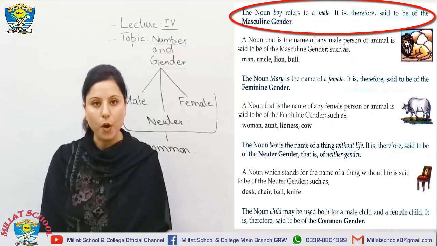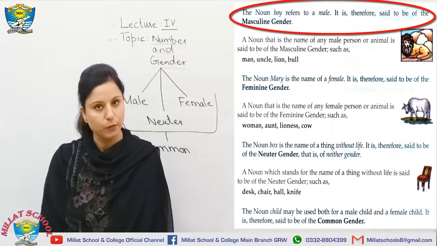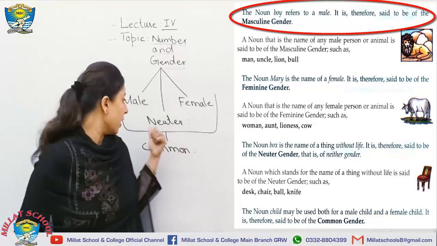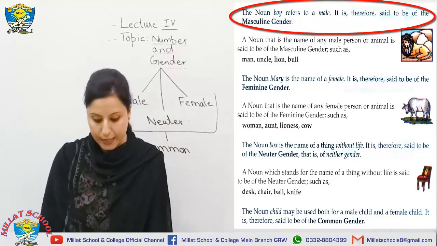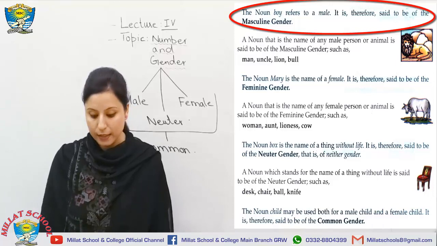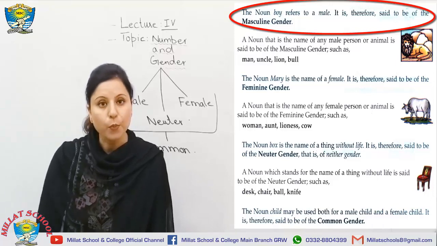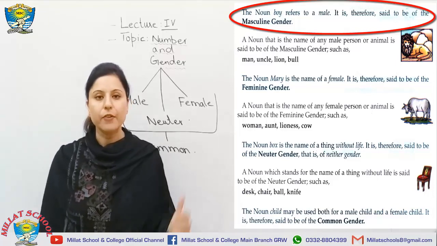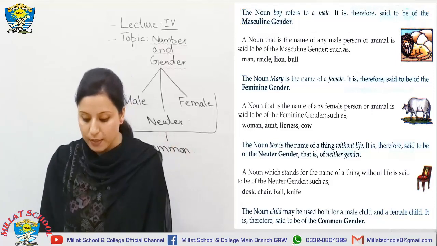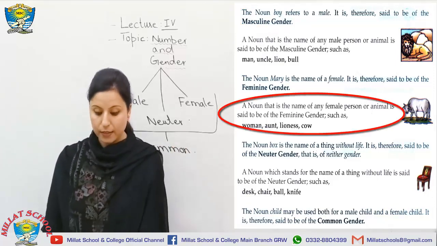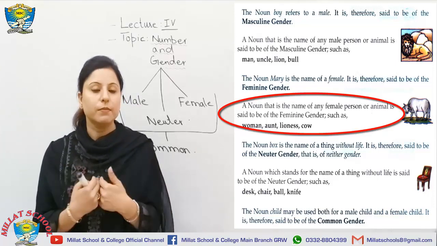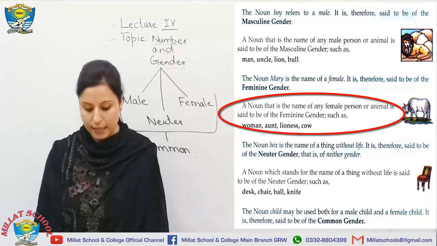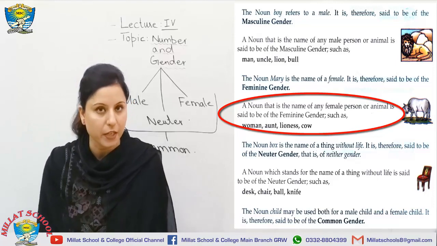The noun boy refers to a male. We all know that the noun male is a boy's gender. For example, man, uncle, lion, bull, all these examples relate to the male gender. What is the female gender? It's woman, aunt, lioness, cow, female teacher. All these are examples of feminine gender.